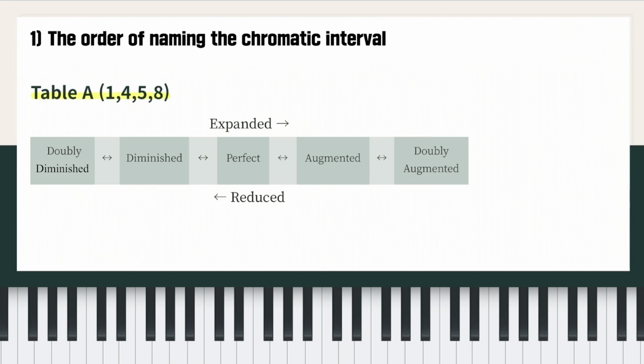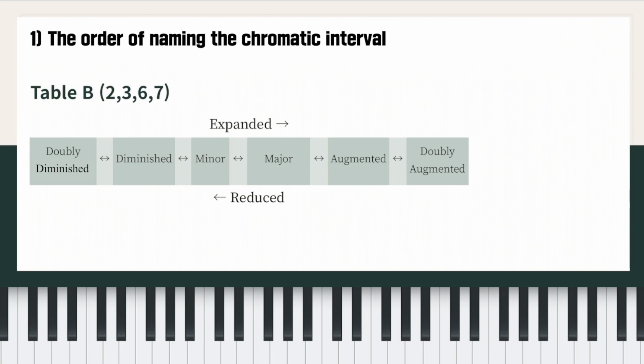Table A is about first, fourth, fifth, eighth. If the interval gets expanded, it goes up plus 1. And if it gets reduced, it goes down minus 1. Table B is also the same. If the interval gets expanded, it goes up plus 1. And if it gets reduced, it goes down minus 1.